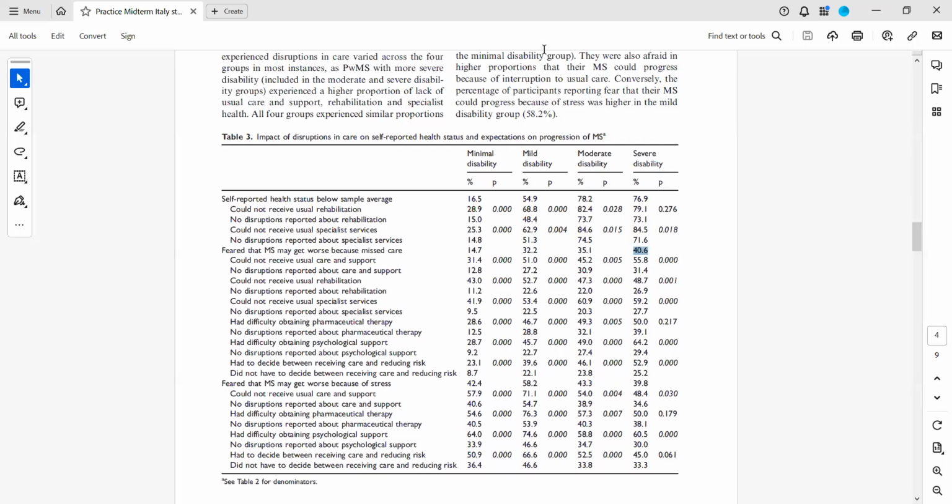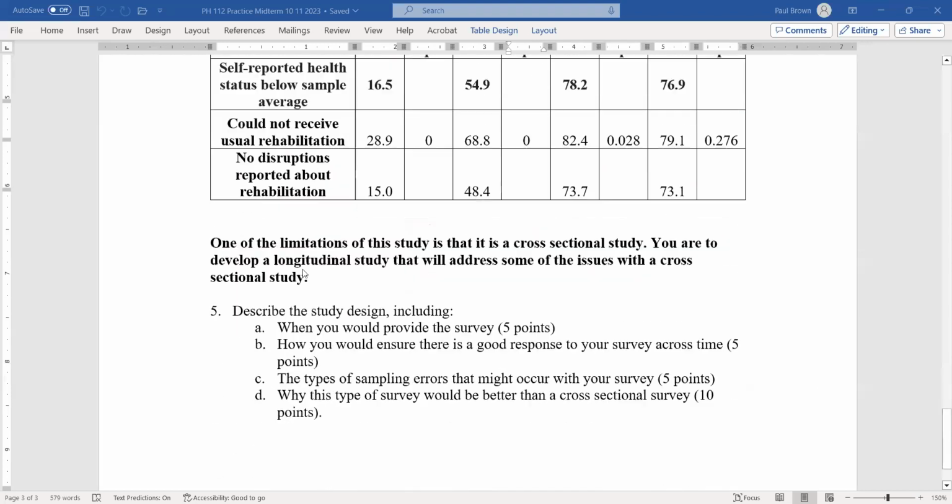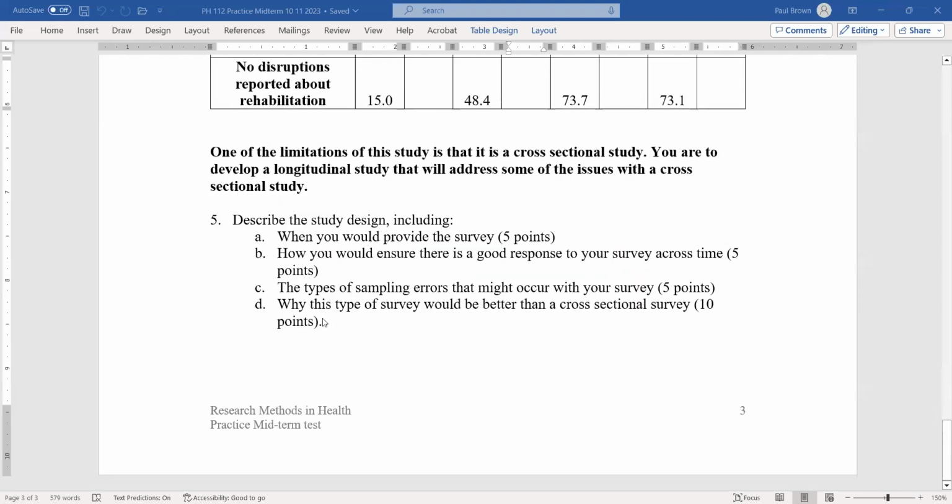Okay. Very good. So the other ones I'll let you go through yourself. But then we'll go down to this last one.